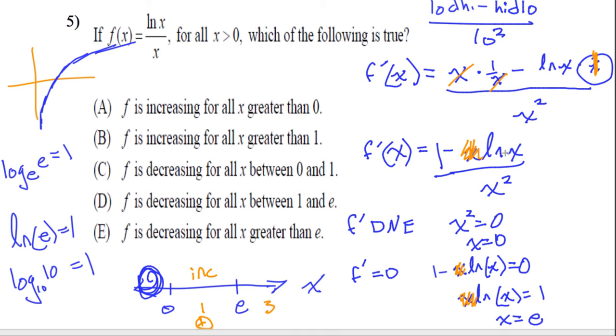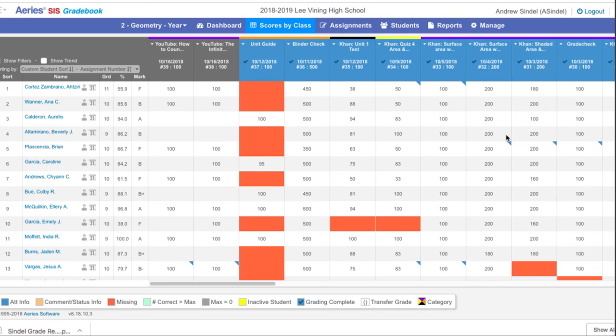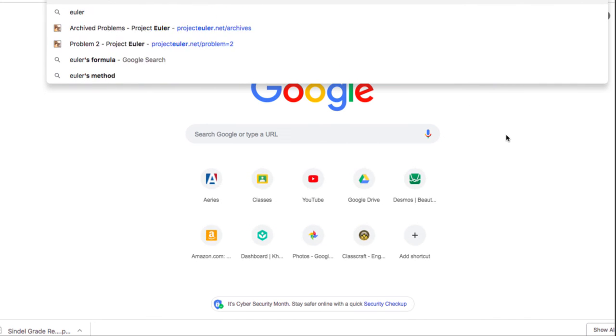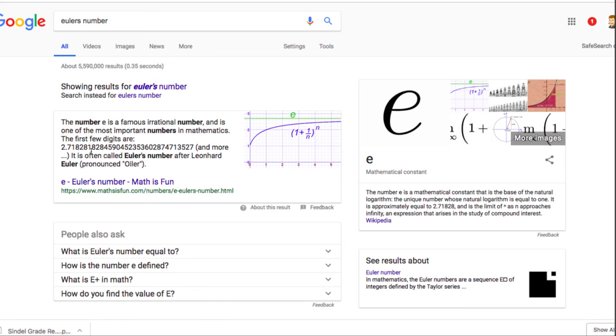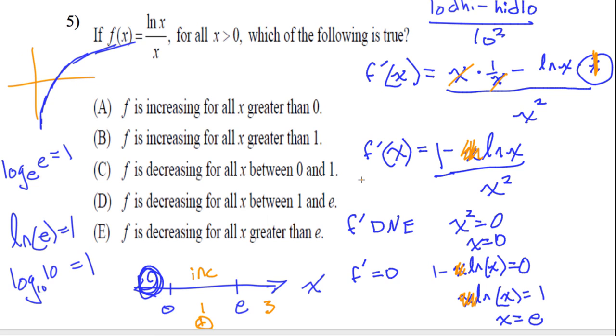When I plug in a number that's bigger than e, remember natural log of e was 1. Natural log of a number bigger than e should be bigger than 1. What's the approximation of e? Euler's number, 2.718281828. So 2.7 is a good approximation for us in calculus. 2.72, sure, you can round to 2 decimal places.